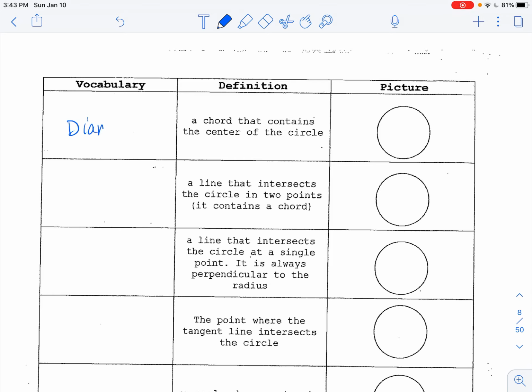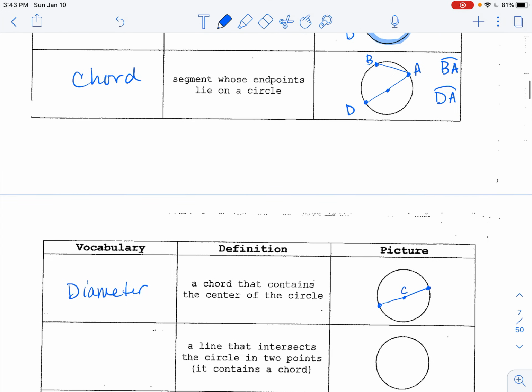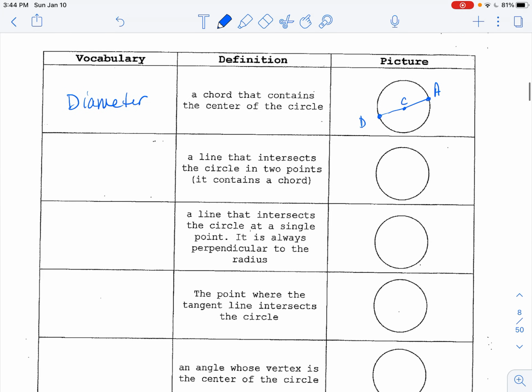A chord that contains the center is the diameter. Here's the center. Let's see, I didn't name it yet, so I'll call it C. And this would be a diameter. It has its endpoints on the circle, and it goes to the center.